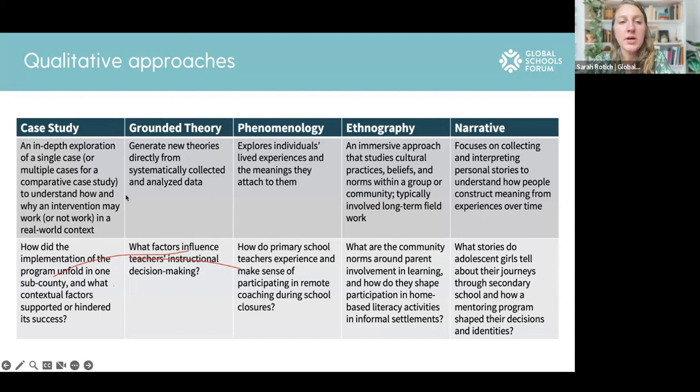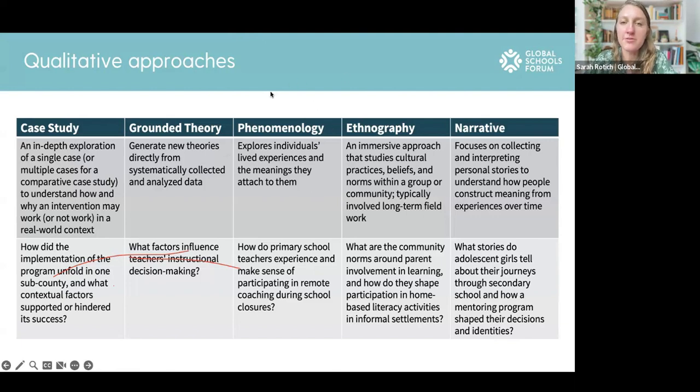Another approach within qualitative research is grounded theory, which is about generating new theories directly from data that you collect and analyze. So an example of this could be trying to understand what factors influence teachers' instructional decision making. So after whatever methods you decide to use to get the data, whether it's focus group discussions or interviews, you would be able to list out the different kinds of factors that influence the decisions that teachers make.